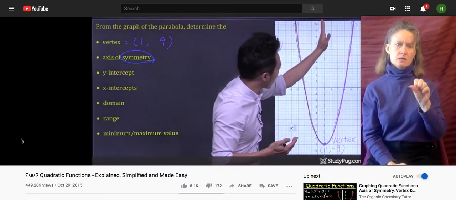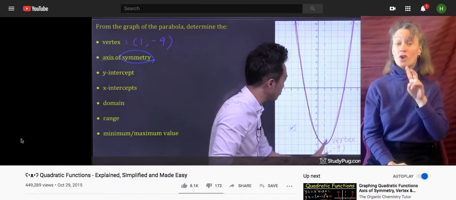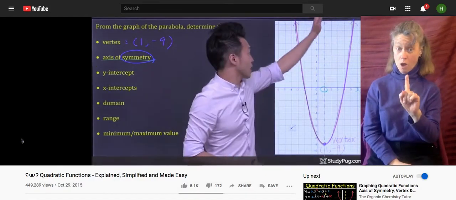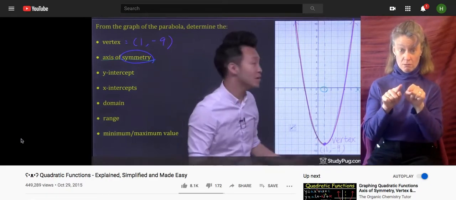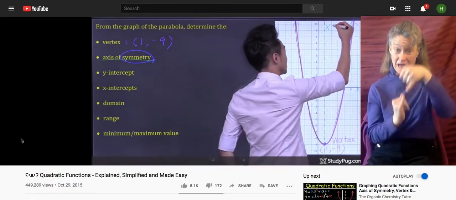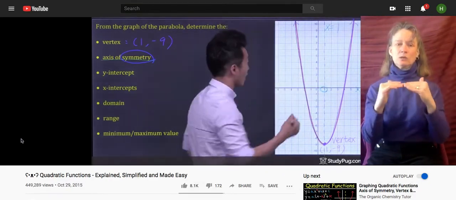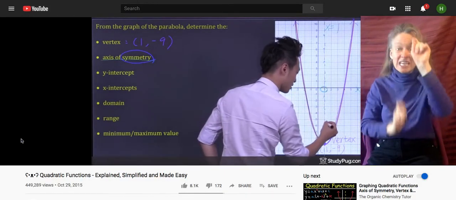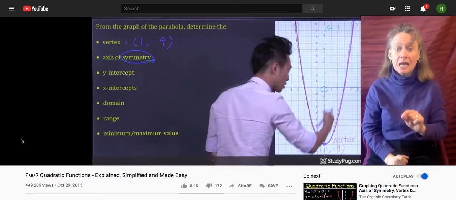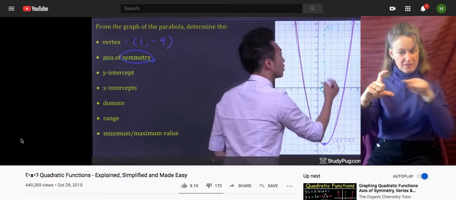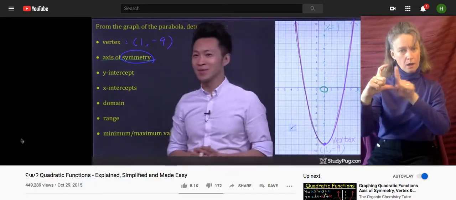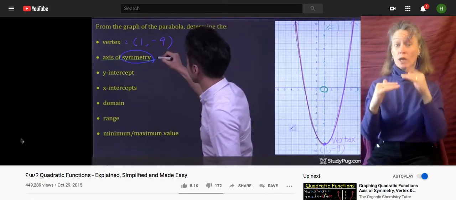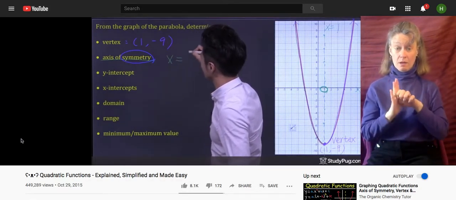Now let's determine the equation of the axis of symmetry. For a vertical line that passes through x equals 1, the equation of the line is simply x equals 1. Because for every point on this vertical line, the x-coordinate is always 1. So in this case, the equation of the axis of symmetry is x equals 1.